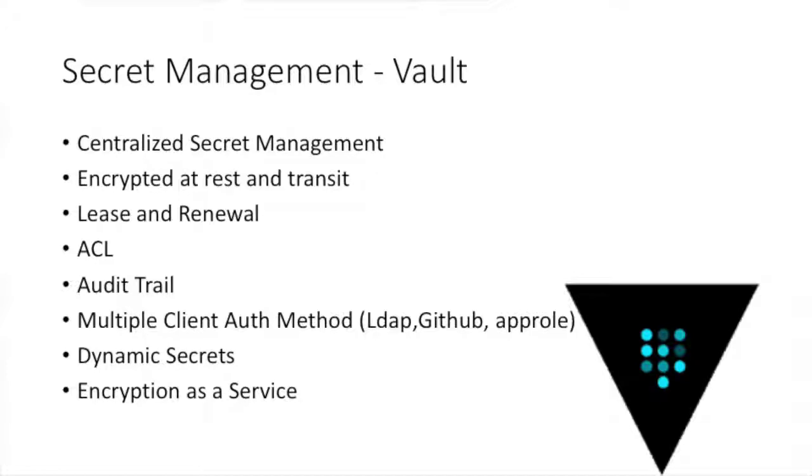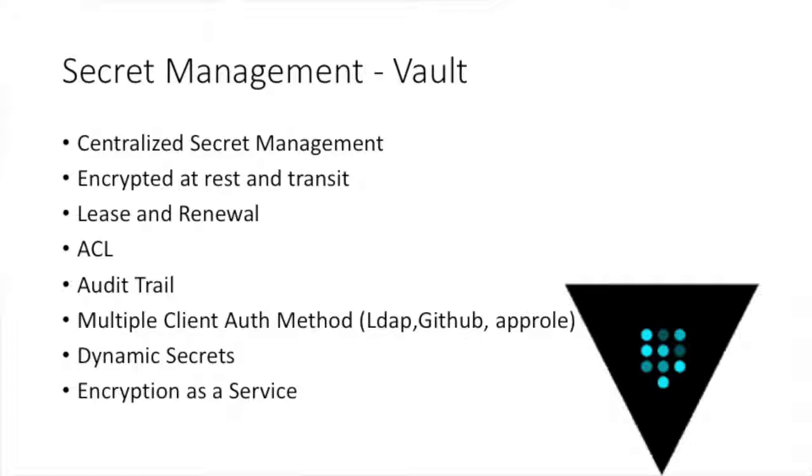And then you could have it encrypted at rest and in transit. You could have lease and renewals of your secrets. You could have access controls to your secrets. So who has access? You could say John could only read this information. He could never write to it. You could have some audit trail that Peter actually did try to get this secret. So you know that it was being used.